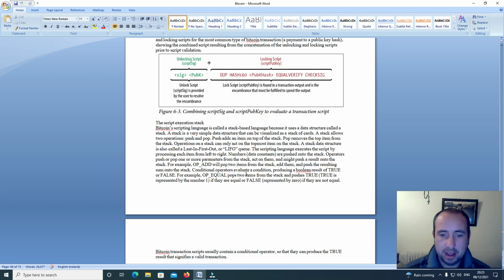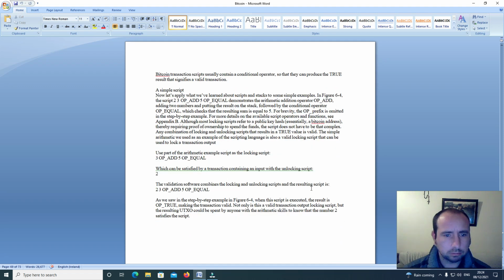Conditional operators evaluate a condition, producing a Boolean result of true or false. For example, OP_EQUAL pops two items from the stack and pushes true, represented by the number 1, if they are equal, or false, represented by 0, if they are not equal. Bitcoin transaction scripts usually contain a conditional operator so that they can produce a true result that signifies a valid transaction. A simple script. Now let's apply what we've learned about scripts and stacks to some examples.